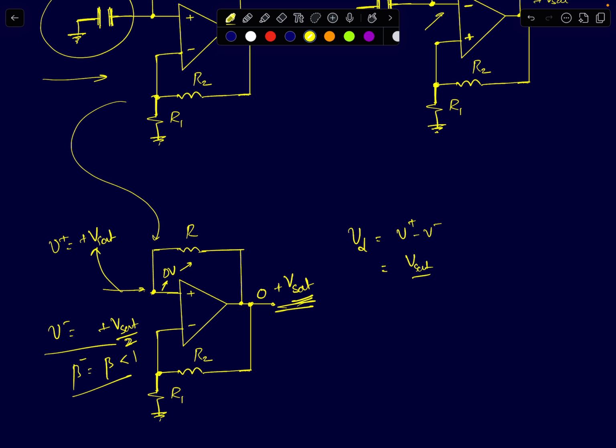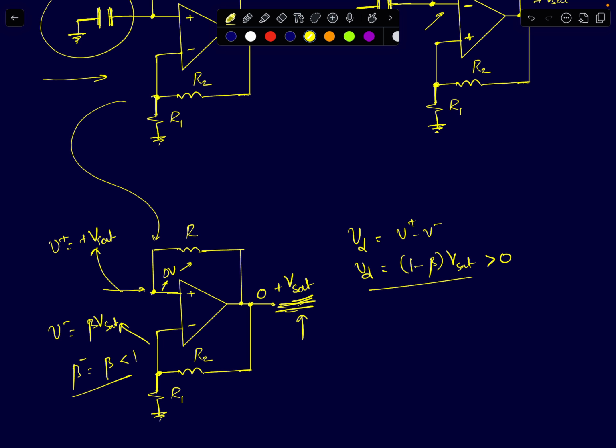I'm sorry, I've assumed beta to be half. If this node voltage is at plus Vsat, this node voltage will come to beta times Vsat. So your differential input voltage will be 1 minus beta times Vsat. This is what your differential input to the op-amp is, and since beta is less than 1, this will always be greater than 0, so the output will be at plus Vsat.